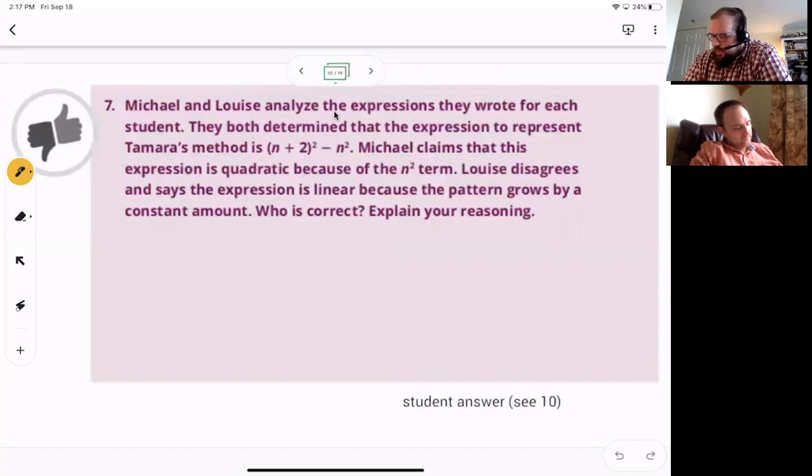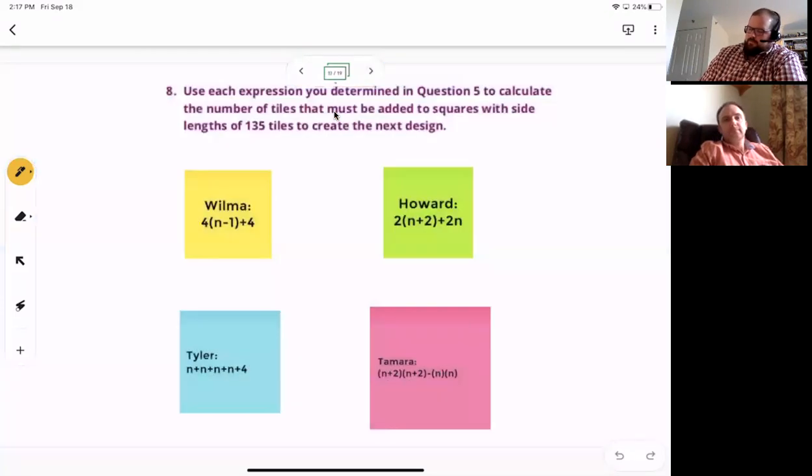Ooh, Michael and Louise. So this is Tamara's method. I don't remember what Tamara's method was. Well, this one says student answer, so I think that they should have to answer that one. C10. I think that's question 10. We'll get there. So we'll just keep going. They're good on this. And see, oh look, we didn't tell them that we already did all the work for them here. Hopefully they don't figure that out and they've already done the work, because that would be excellent.